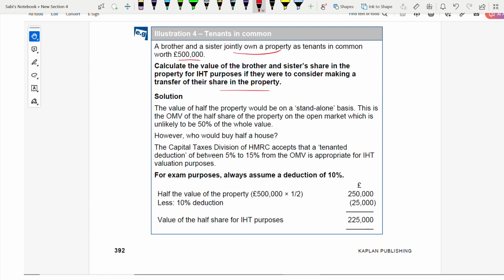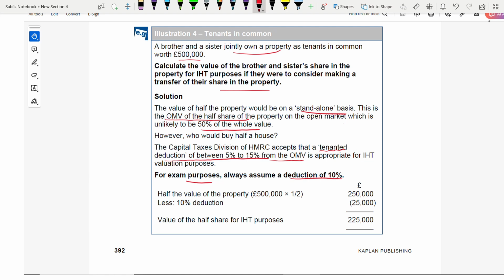Because the value of half the property would be on a standalone basis, this is the open market value of the half share, which is unlikely to be 50% of the whole value. After all, who would buy a half house? So HMRC accepts that a tenancy in common deduction will be between 5 to 15% from the open market value. But for your exam purposes, always assume a deduction of 10%.